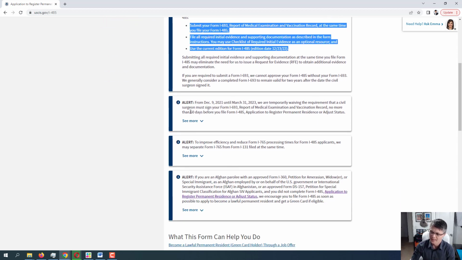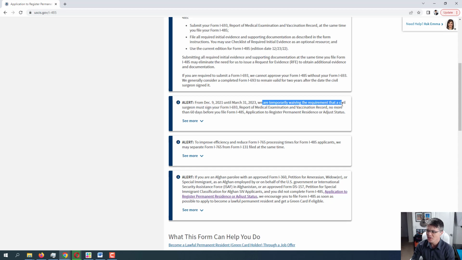Okay, good to know. Another alert: from December 9, 2021 until March 31st, 2023, we are temporarily waiving the requirement that a civil surgeon must sign your form no more than 60 days before you file. No more than 60 days. So now, for whatever reason, up until March 31st, I guess maybe it has to do with the pandemic, it's not a 60-day limitation basically. So your civil surgeon can sign the form earlier than that, more than 60 days before.